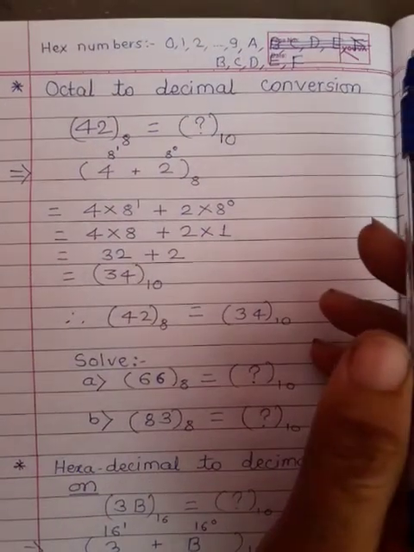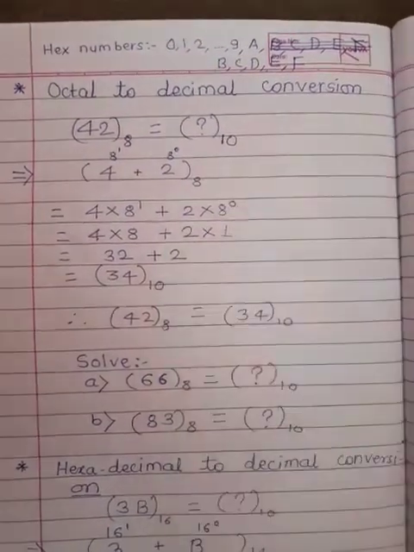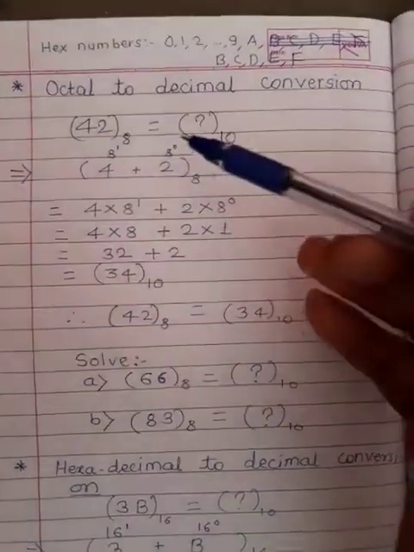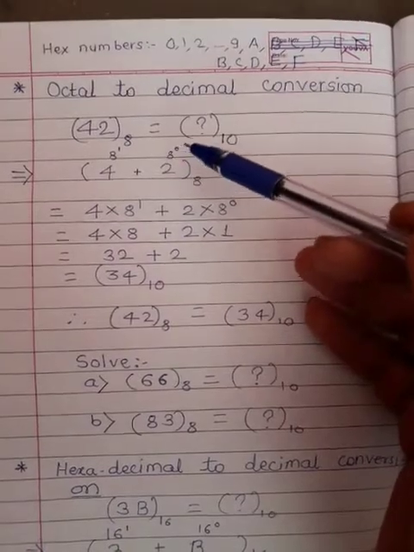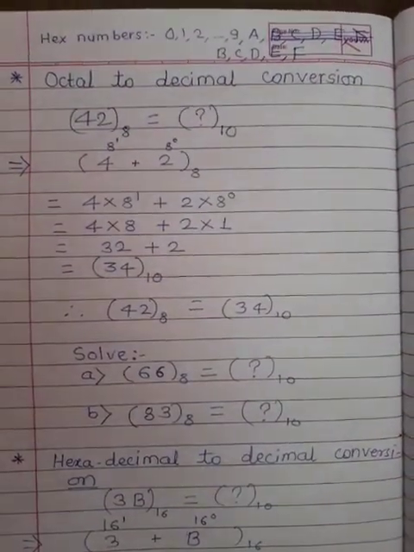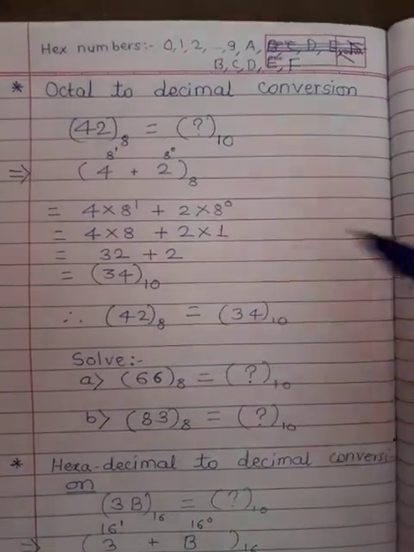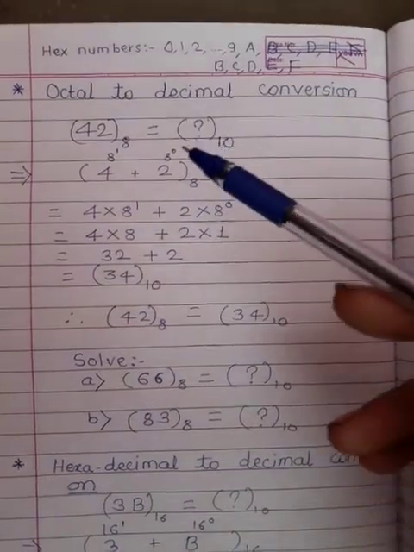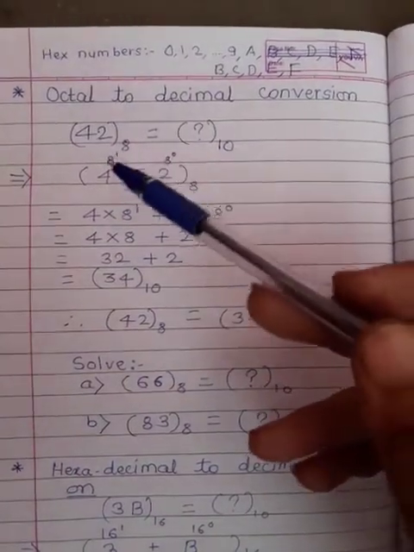So the procedure is same as conversion from binary to decimal. Only the difference is that we have written 2 power 0 and 2 power 1 while converting the binary numbers into decimal, but here the number is in octal format. That is why we have to write 8 power 0 and 8 power 1.